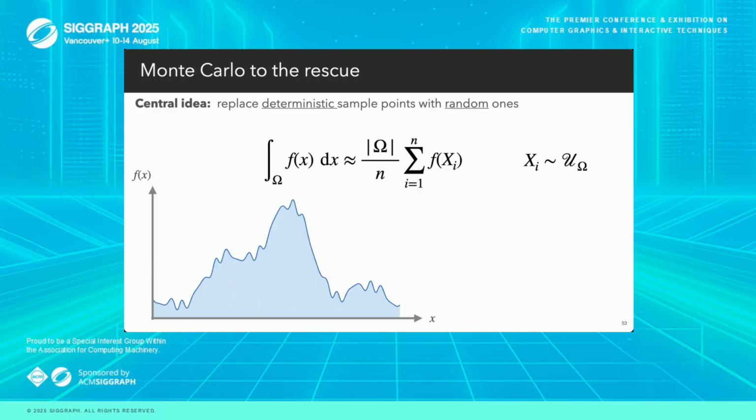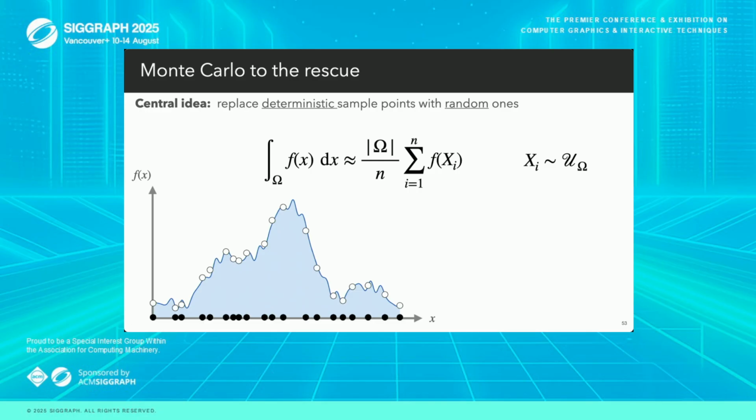So what do we do in Monte Carlo? We have, again, the same function. And again, we're going to sum estimates of this function at specific points, at specific samples along the domain of integration. Except that now, instead of placing those deterministically, we're going to place all of those points randomly.